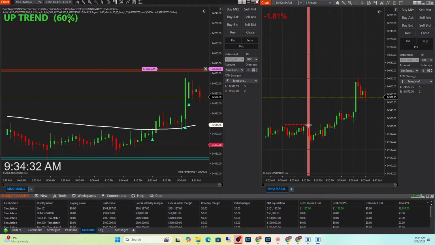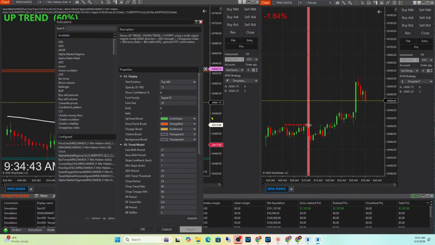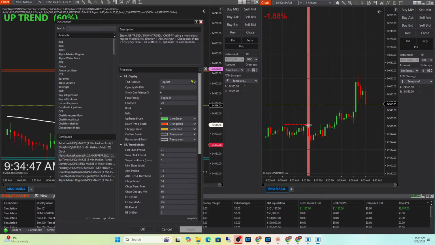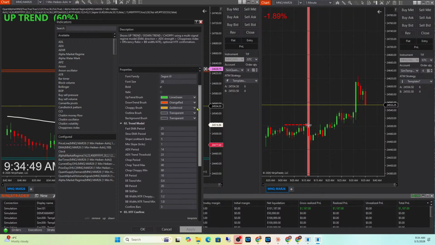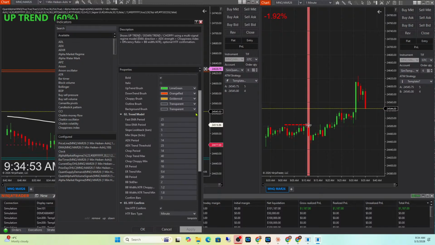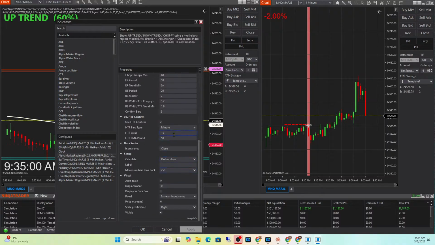This is actually an indicator called Alpha Regime. This is a new indicator just developed, called Alpha Market Regime. It will show you what the market structure is right now, and this indicator uses a lot of settings, like EMA fast, chop period, ADX, ER and BT period, and also the higher time frame. In this case, we're using the 15 minutes time frame.